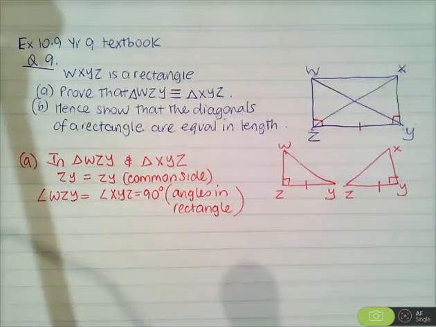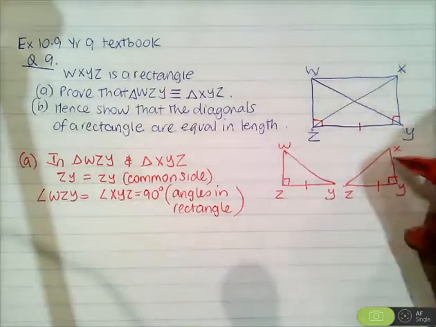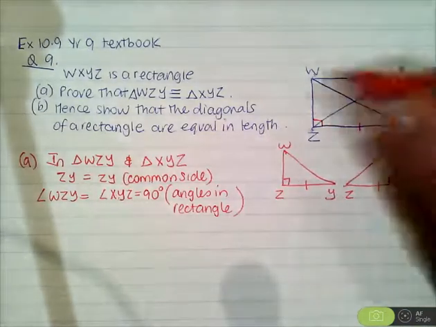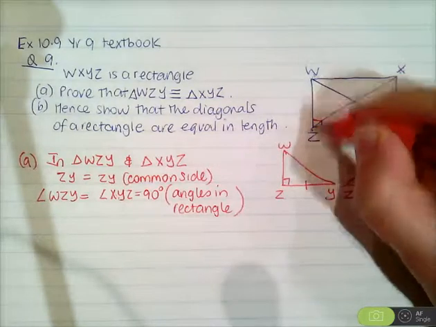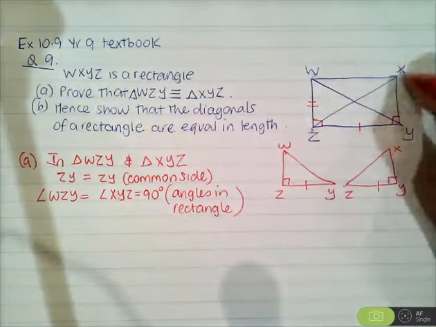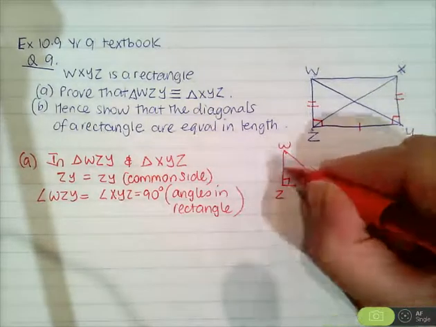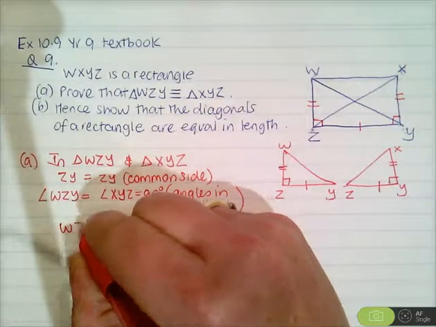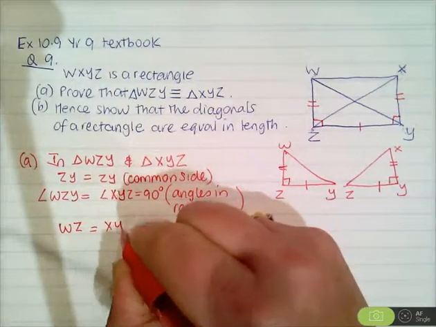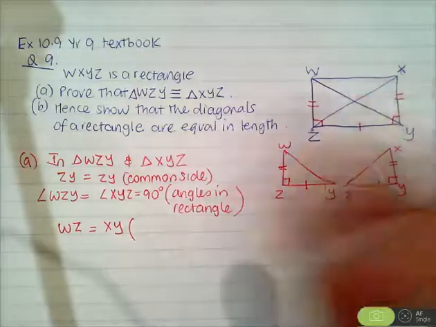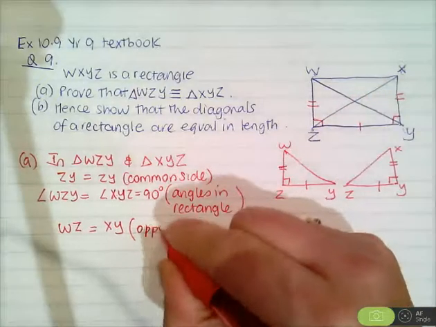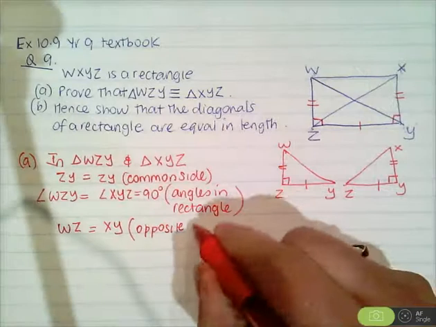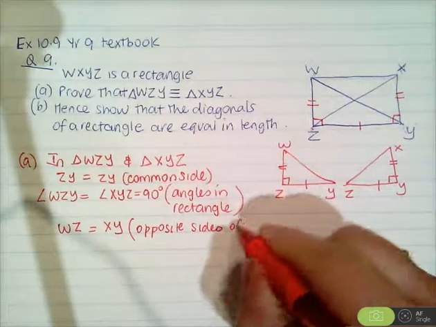Now we can't say anything about these diagonals, but we can see that this is a rectangle, and we know, for example, that WZ equals XY. So I'm going to mark them in here with double dashes. So now I'm going to say WZ equals XY. And the reason that we know that is that they are opposite sides of a rectangle are equal.